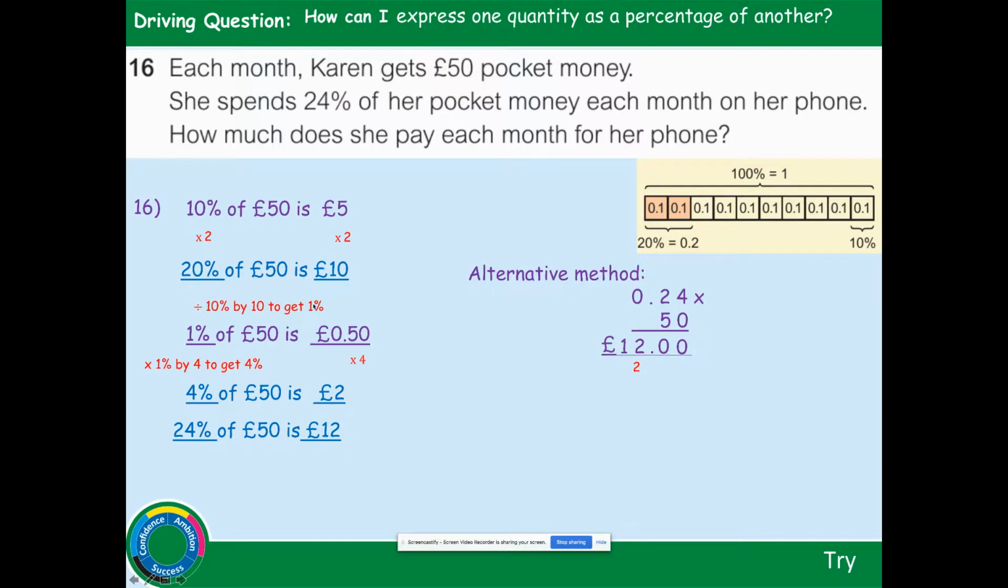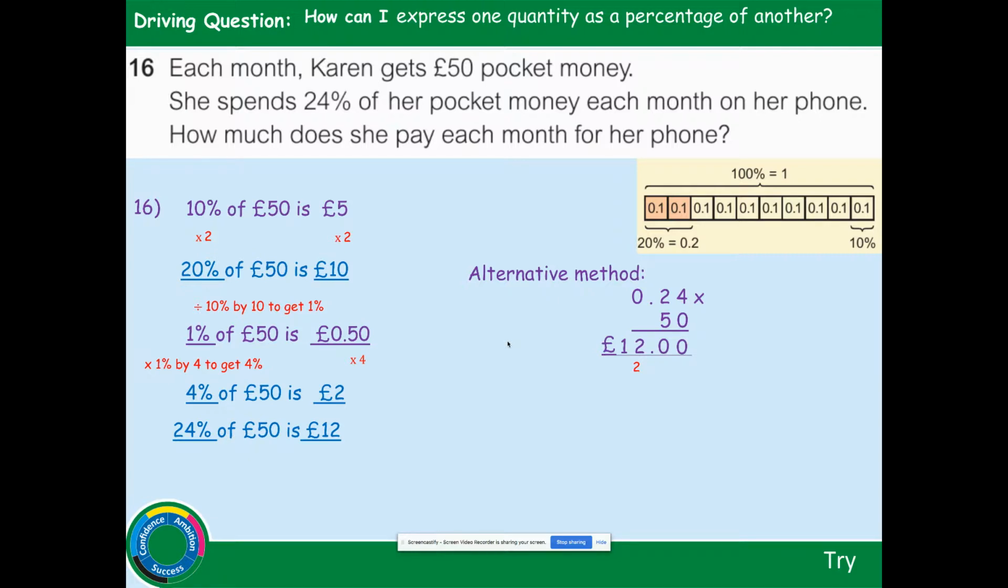And you can divide by 2 to find 5%, divide by 10 to find 1%, and work out the bits that you need and add them together. Fine to do it that way. Okay? You make the decisions. Which way are you happier working with?